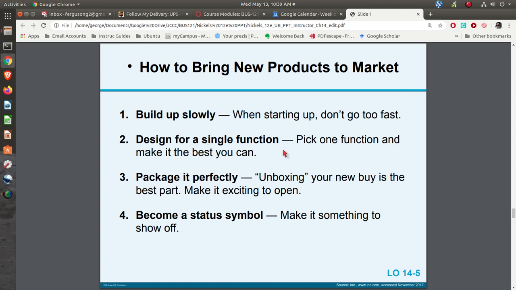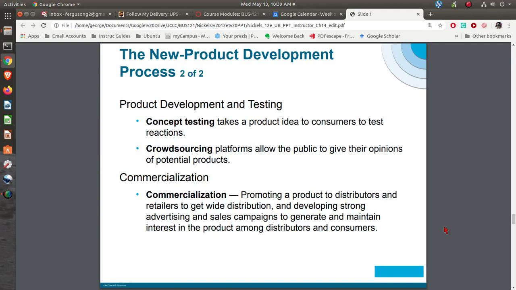can do well and then do it the very best that you can. Really think about how you can package it so that it does protect your product and it attracts attention. And it would be great if what you have can be a status symbol, where people will show off what it is that they're wearing with their new watch or something along those lines.